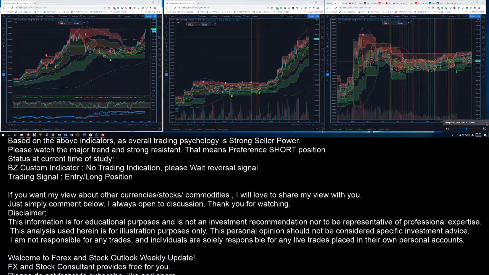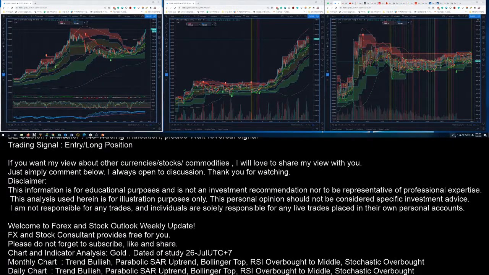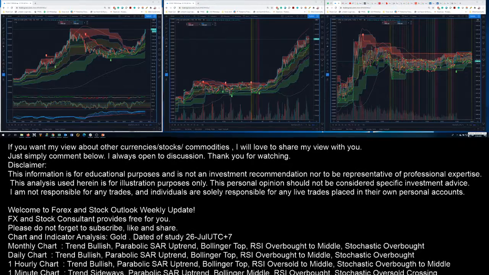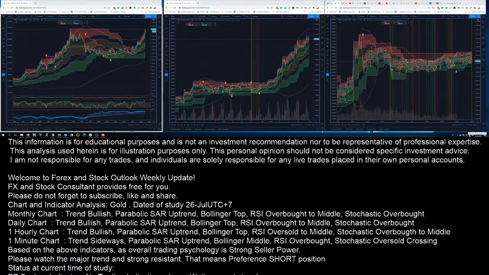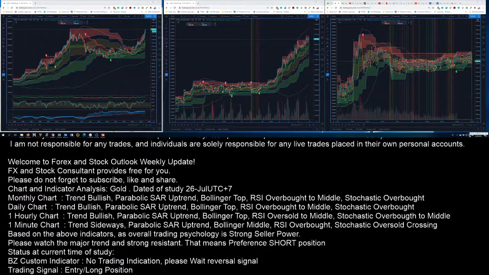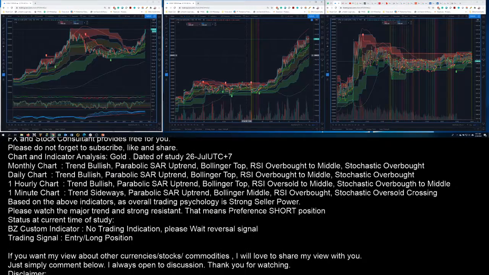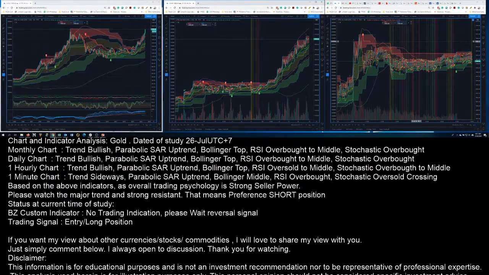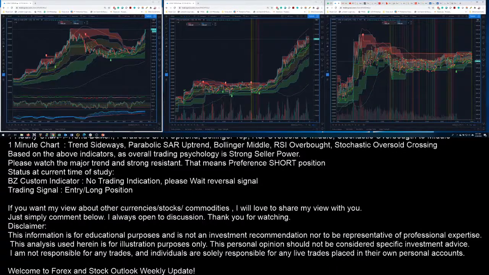Chart and Indicator Analysis, Gold. Date of study: 26 July UTC +7. Monthly chart: trend bullish, Parabolic SAR uptrend, Bollinger Top, RSI overbought to middle, stochastic overbought. Daily chart: trend bullish, Parabolic SAR uptrend, Bollinger Top, RSI overbought to middle, stochastic overbought.